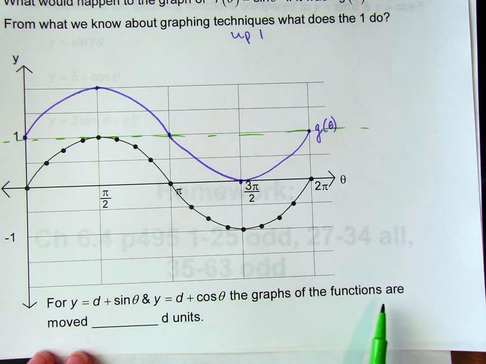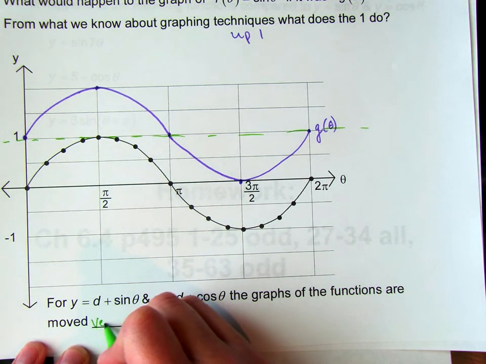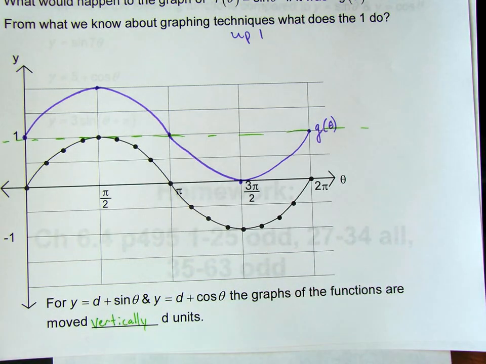Alright. For a general sense, y equals d plus sine theta and y equals d plus cosine theta, the graphs of the functions are moved vertically d units. So if it's a negative, it's going to move down. If it's a positive, it's moving up.